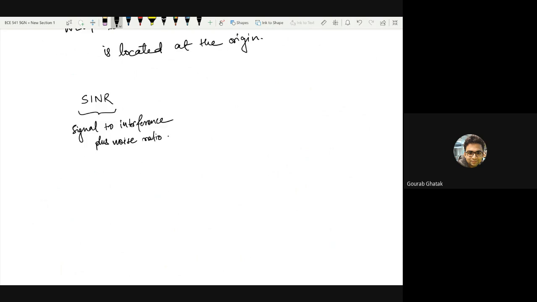So what does it mean? It is my useful signal, which we will be calling signal, divided by noise and the sum of all interfering signals.